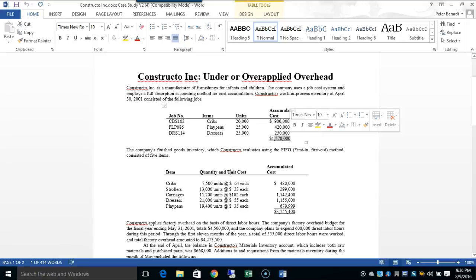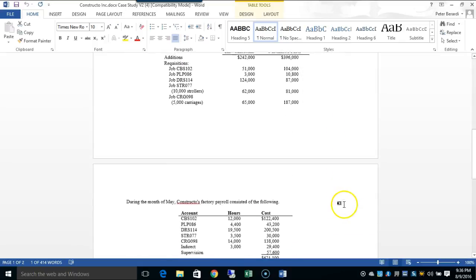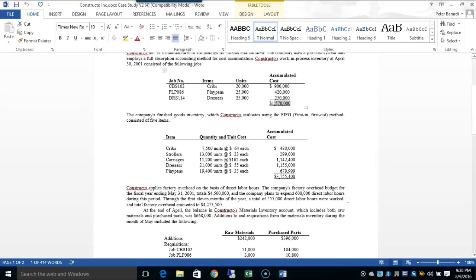The company's finished goods inventory, which Constructo evaluates using the FIFO method, consists of 5 items. So, the finished goods inventory for the month are as follows: cribs, strollers, carriages, dresses, and playpens. And it gives you the dollar amount and the unit cost.